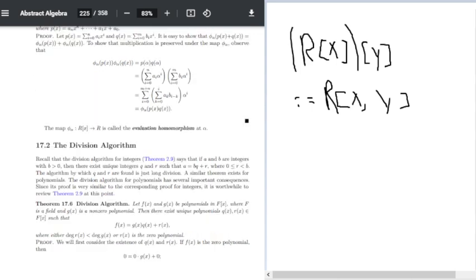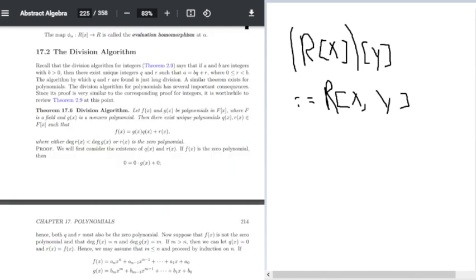The division algorithm. Recall that the division algorithm for integers says that if a and b are integers with b greater than 0, then there exist unique integers q and r such that a equals bq plus r, where 0 is less than or equal to r is less than b.